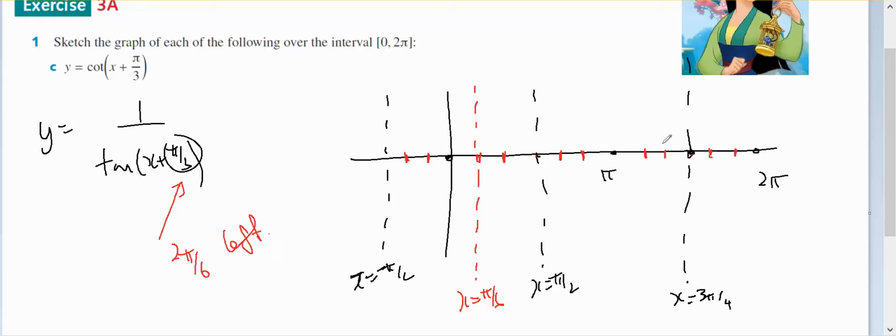And this asymptote is going to move 2 spots to x equals 7 pi on 6. And the next asymptote will be outside the range. That's okay. So my tan curve, if this is going to be 1, 2, 3, 4, 5, 6 pi on 6s, 1, 2, 3, it's going to go through there, and my tan curve will look like this.